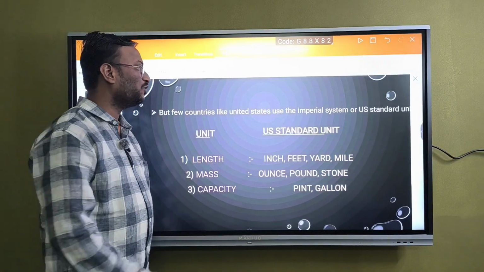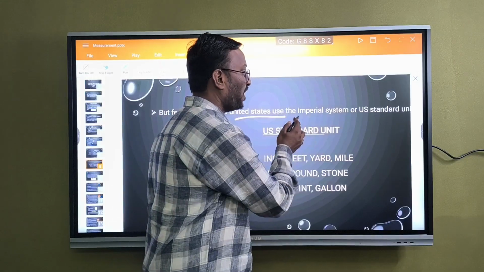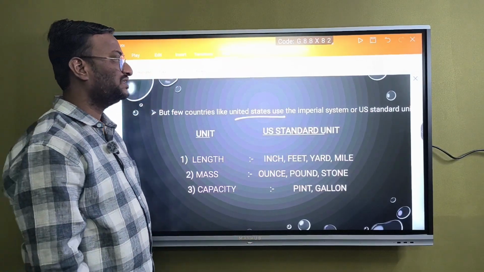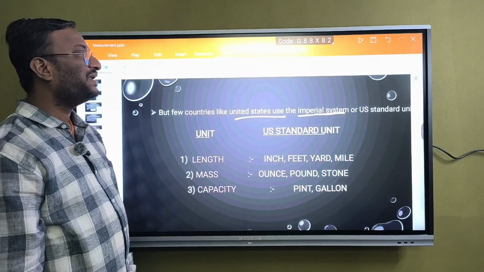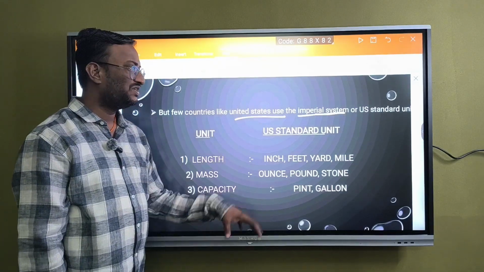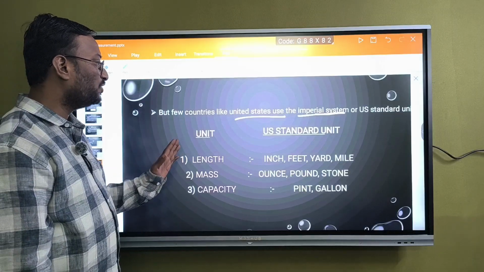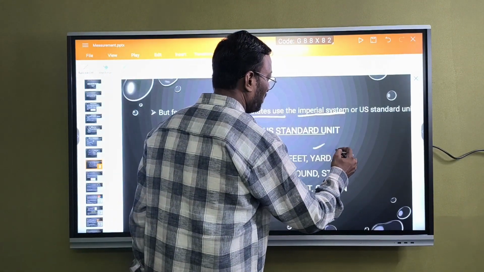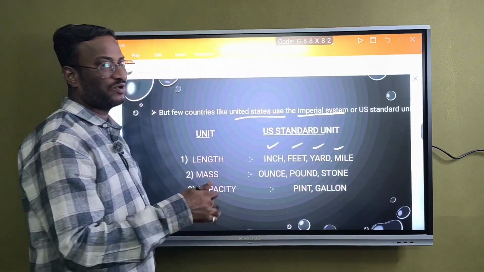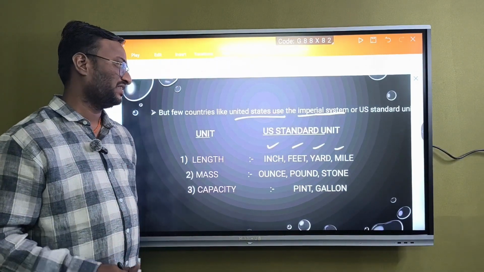But a few countries like the United States use the imperial system. We use the SI system, that is system international, and they use what is known as the imperial system. These units are quite different from our system. The units of length there are inch, feet, yard and mile. We will discuss one by one what is inch, what is feet, what is yard. In our future classes we are going to learn everything.